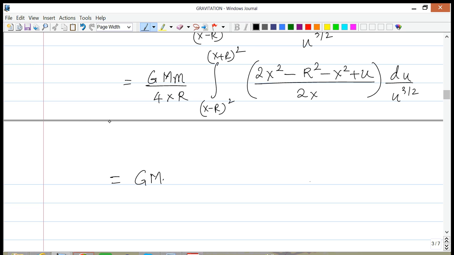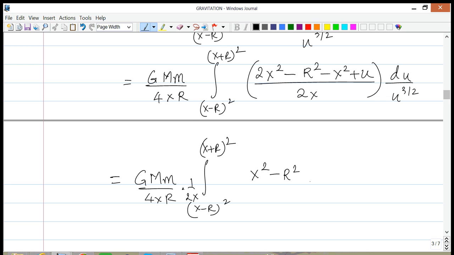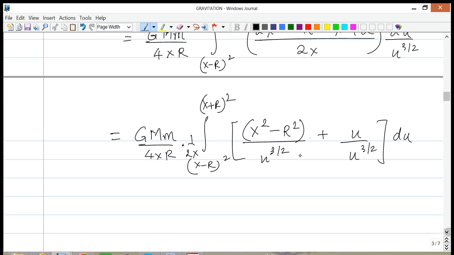This ends up being GMm over 4xr, (x minus r) the whole squared to (x plus r) the whole squared. And now the 2x actually comes out, so I can write this as 1 over 2x. So we can get rid of that, and then inside we end up getting x squared, one of the x squared cancels out, so you get (x squared minus r squared) divided by u to the 3/2 plus u divided by u to the 3/2 du. Alright, so we're very close to the answer now.